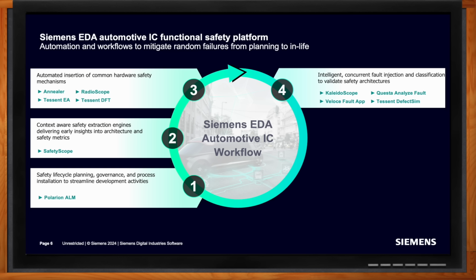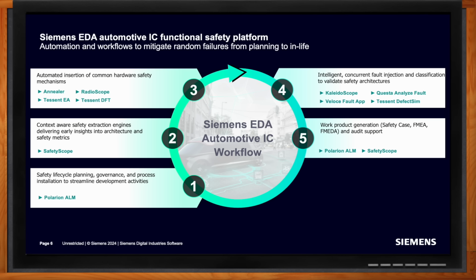And then number 5 goes back to how do you provide your work products and generate those work products. So when you get certified, you really have to provide your safety case, your FMEA, your FMEDA, and that's what you have to provide to your auditor to get certification for ISO 26262.